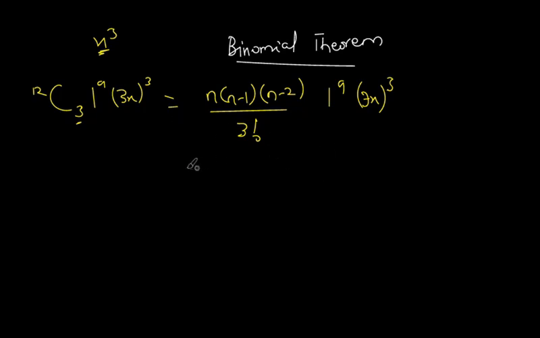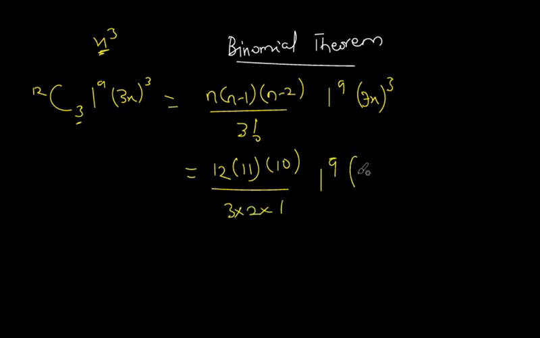So we have this. All we need to do is input the value of n and then solve this. The value of n is 12. Now 12 minus 1 is 11, 12 minus 2 is 10, all divided by what? 3 factorial, which is 3 times 2 times 1, times 1 to the power 9, then 3x raised to the power cube.